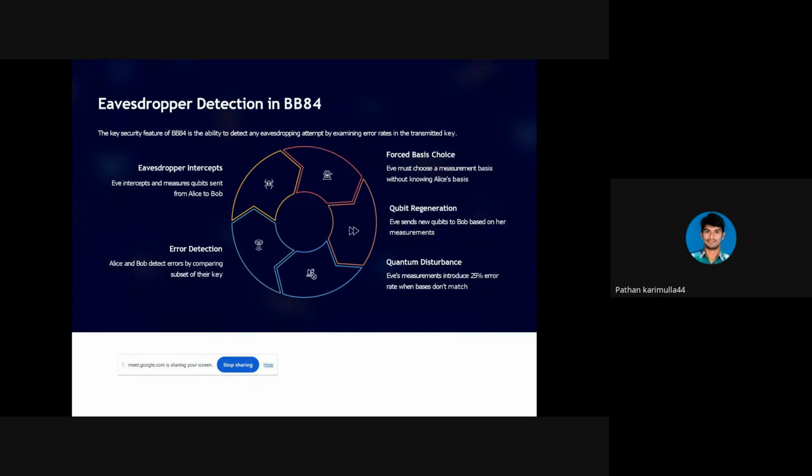So if an eavesdropper is trying to capture the information, that can be detected by source and destination. That cannot be altered. So how does that happen in BB84? Eve intercepts and measures qubits sent from Alice to Bob. Error detection: Alice and Bob detect errors by comparing a subset of their key and basis choices, qubit regeneration, and quantum key distribution. So by using all these techniques, we can detect the eavesdropper.